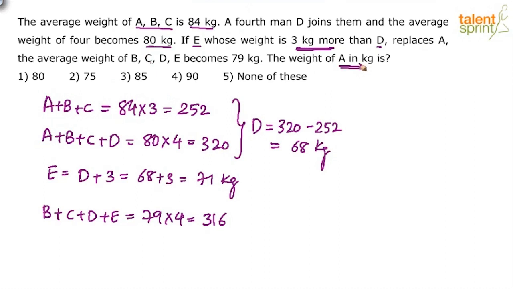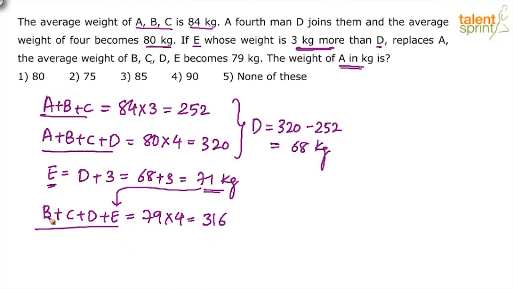What is the weight of A in kg? We have to find out the weight of A. If you see, there are a number of equations that we have: A plus B plus C, A plus B plus C plus D, B plus C plus D plus E. How can you get the weight of A? We already know the weight of E. E is 71 kgs. So can you substitute E is equal to 71 in this place? Yes.